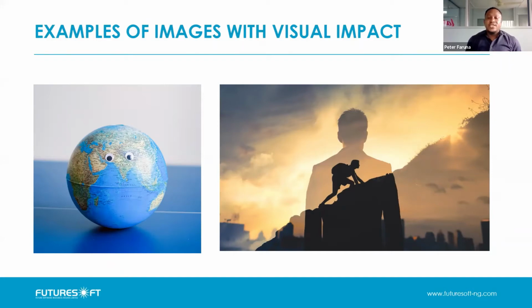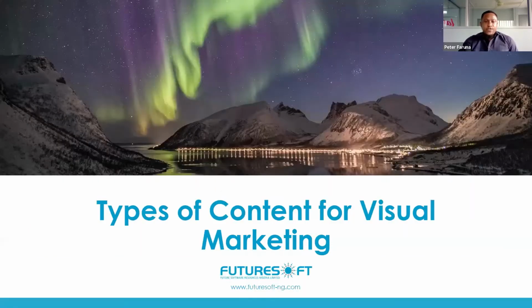So creating images like this gives you a very large audience, and people would actually want to interact with what it is you're bringing to the table. I'm like, okay, this page is very interesting, and I want to come back to that page, because I'll be looking forward to seeing content coming from that page. So types of content for visual marketing. I spoke about it earlier, so we're going to dive into it now.